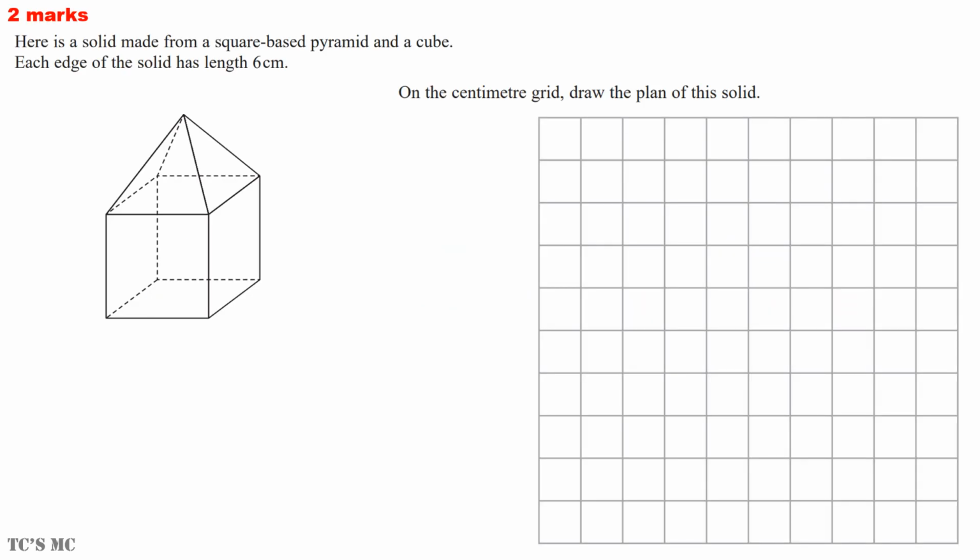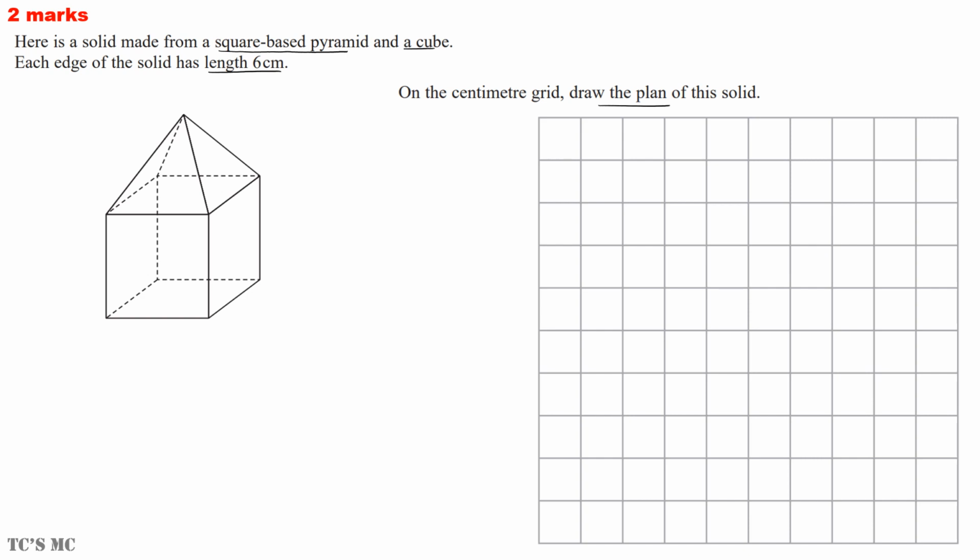Here is a solid made from a square-based pyramid and a cube. Each edge of the solid has length 6 centimeters. On the grid, draw the plan of this solid. A plan is the view from the top, like a bird's eye view.